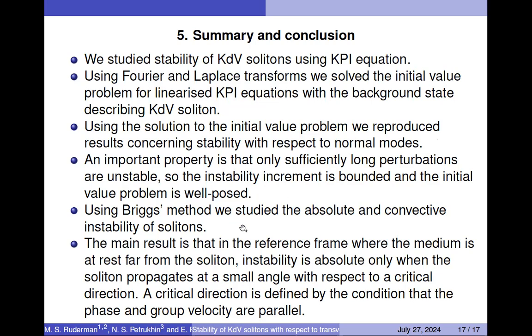Then we used Briggs method to study absolute and convective instability, and the main result is that in the reference frame where the medium is at rest far from the soliton, instability is absolute only when the soliton propagates at a small angle with respect to the critical direction, which is defined by the direction where the phase and group velocity are parallel, which is in complete agreement with the previously obtained result by Ostrovsky and Schrier using methods of nonlinear geometrical optics.